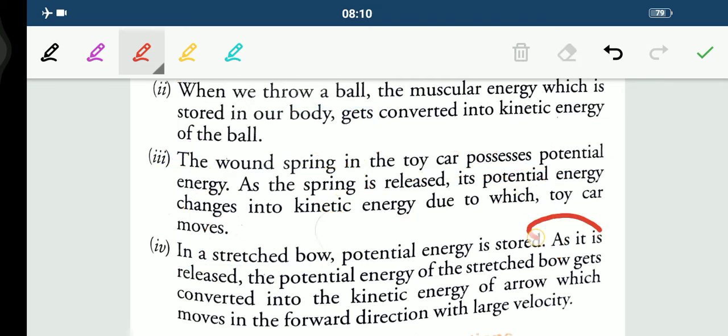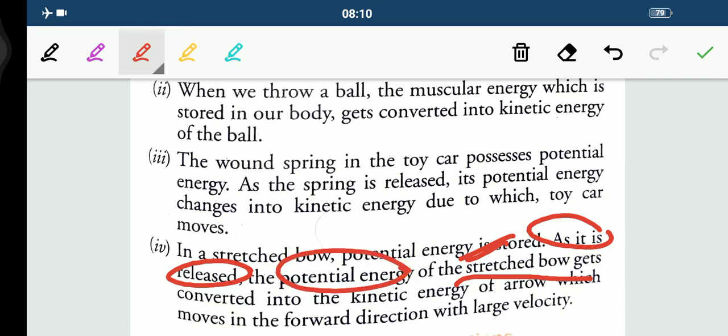Now what happens in this case children? As it is released, the potential energy of the stretched bow. Why? Because when we are stretching the bow, the energy possessed by this object is said to be potential energy, right children? Because it is due to the position. Now the moment we release this, what happens? This complete potential energy is changed into kinetic energy. Why?